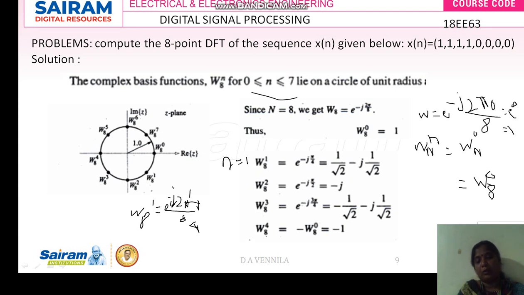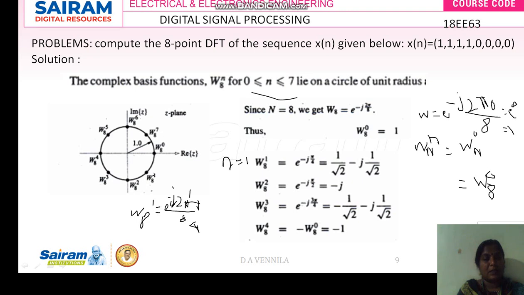Now substitute n is equal to 4. This will be equal to minus omega 8 0. Okay, because the symmetry of omega 8 0 is omega 8 4. Whatever the value you are getting here will be the opposite of this value. That's why it is minus 1, because omega 8 0 is 1 and this omega 8 4 will be minus 1. Now omega 8 1. Omega 8 1 is what? Omega 8 1 is here 1 by root 2 minus j 1 by root 2.